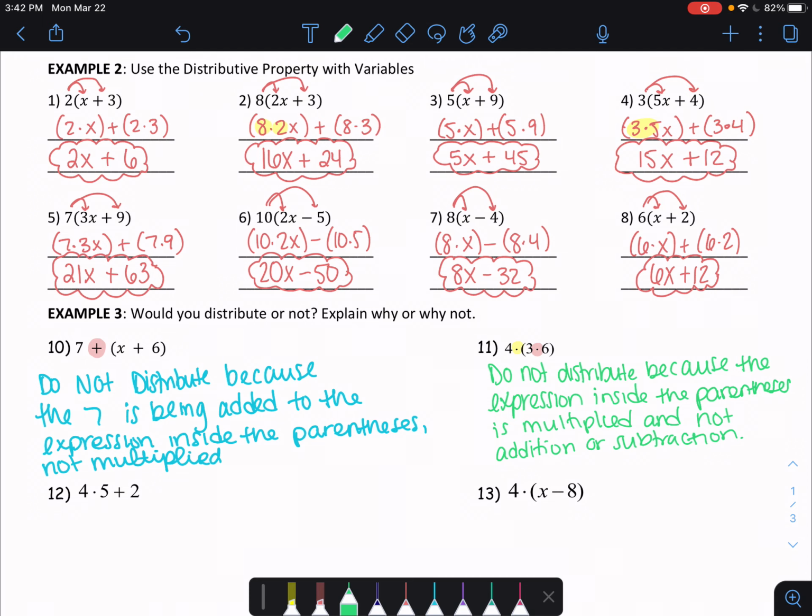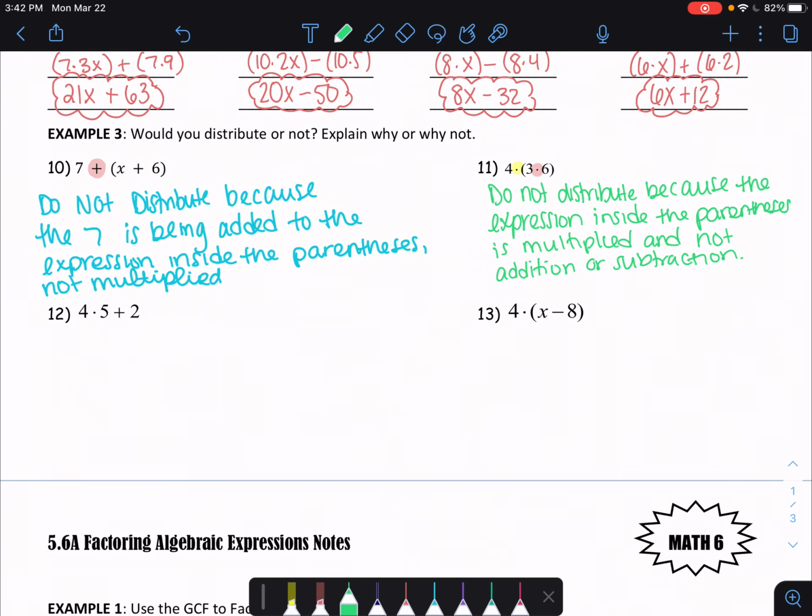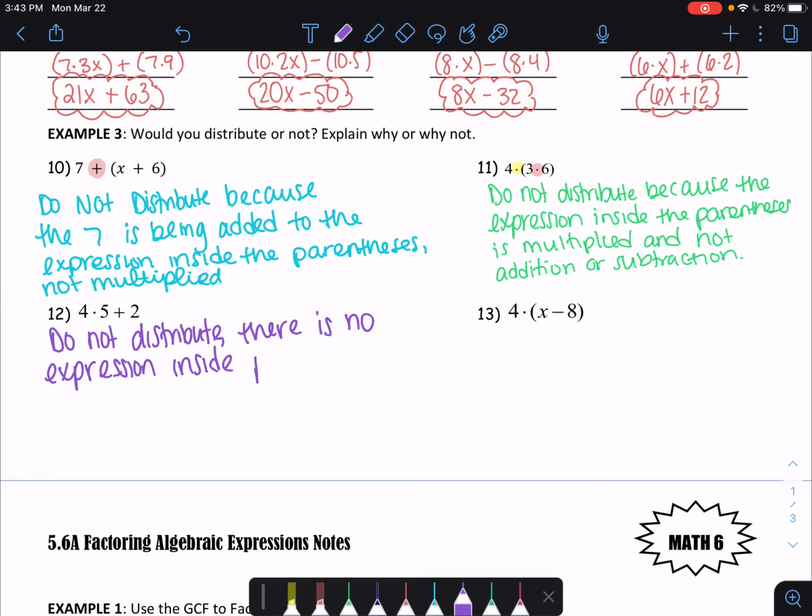For number 12, I am not going to distribute. There's no expression inside parentheses. So I could set up 4 times 5 as the distributive property, but that additional 2 is not going to do anything. I'm missing the parentheses around the 5 plus 2.